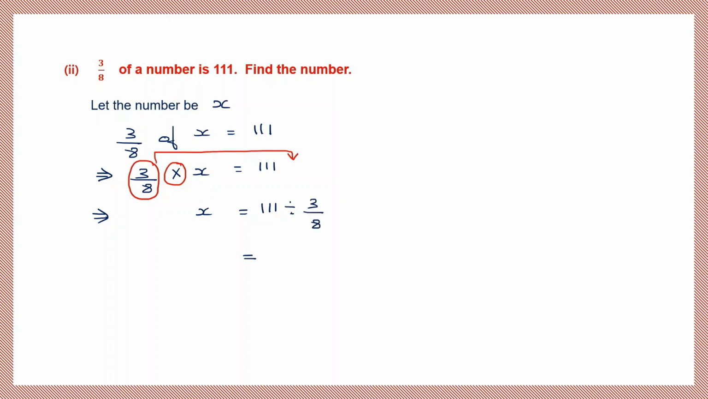Now let me work this out. So 111 by 1, we have division of fractions now. 111 by 1 remains the same. Division changes to multiplication. 3 by 8, I write the reciprocal. It becomes 8 by 3. Now is there something we can cancel? Let's see if we can cancel 3 and 111. That means, can I divide 111 by 3 and get a remainder 0? Let me try. 111 divided by 3.